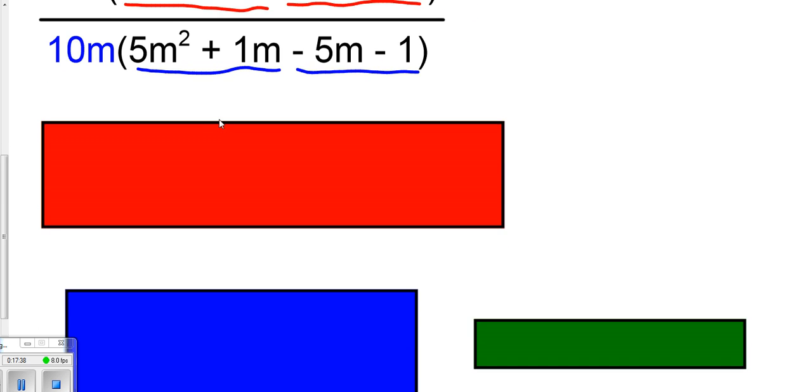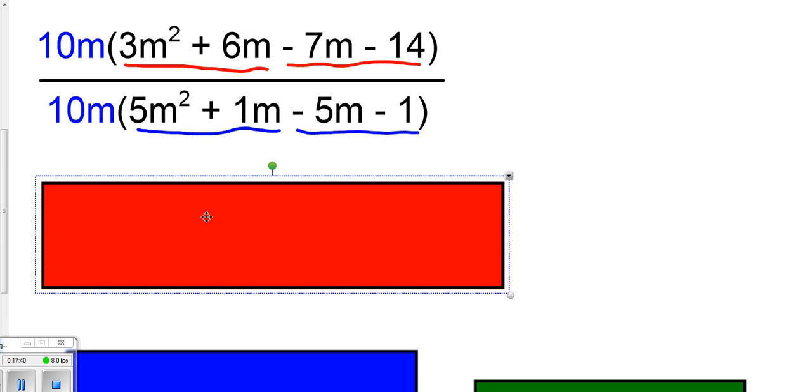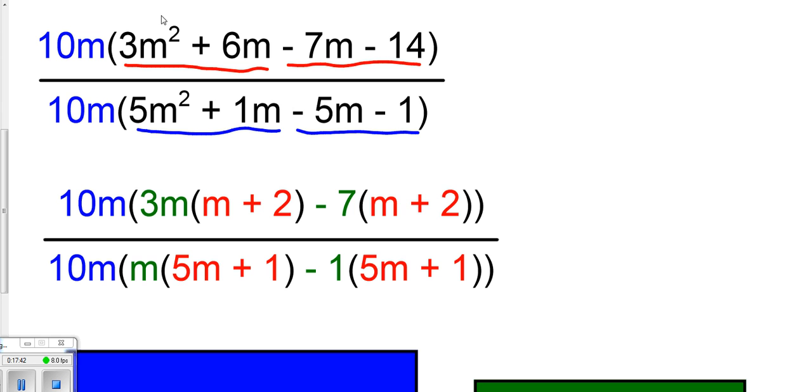Now, I'll leave that there. As we factor by grouping, this one we can take 3m out of. This one we can take negative 7 out of. And they'll both leave m plus 2. This one we can take m out of. This one we can take negative 1 out of. And they'll both leave 5m plus 1.